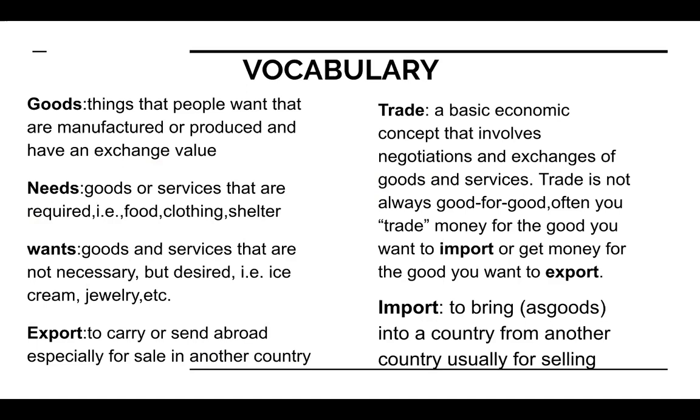Export means to carry or send abroad, especially for sale in another country. So if Egypt is sending goods to another country, they're exporting goods. Trade is a basic economic concept that involves negotiations and exchanges of goods and services. Trade is not always good for good. Sometimes you trade money for the good that you want to import or get money for the good you want to export. To import means to bring into a country from another country, usually for selling. So if Egypt gets goods from another country, that means those goods are being imported.